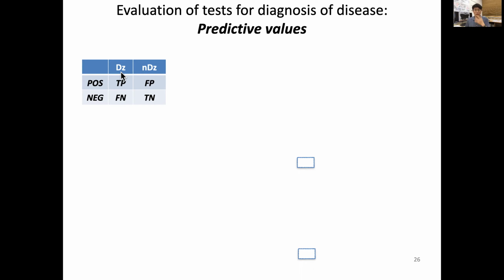Last time we discussed sensitivity and specificity. What are those? When you have a disease and the test result is positive, that is higher sensitivity. When you do not have a disease and the test is likely to give you a negative, a true negative, that's the specificity. Now, let's consider another way of studying this.